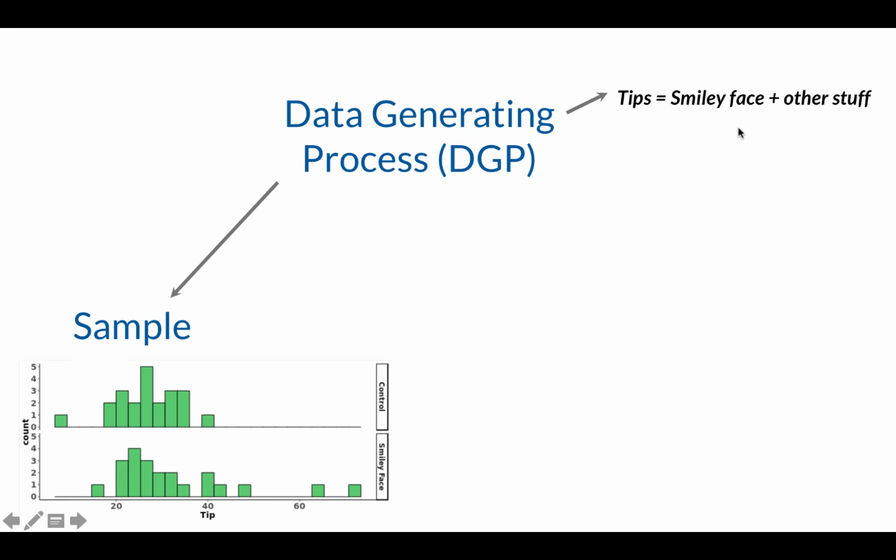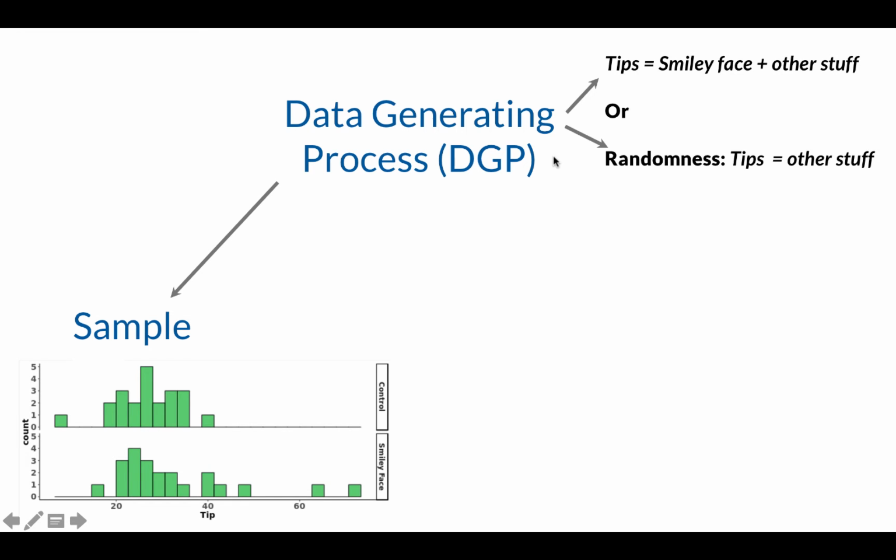But one of the things that the shuffle exercise taught us was that even if there was nothing different about these two groups, maybe they were just randomly shuffled into two different groups, we would have come up with two slightly different distributions. So that is the problem of type 1 error. And we really talk about it as this other data generating process that could be involved. Maybe smiley face doesn't have anything to do with it. Maybe the data generating process is just randomness, right? Maybe these two groups are just randomly different from each other.